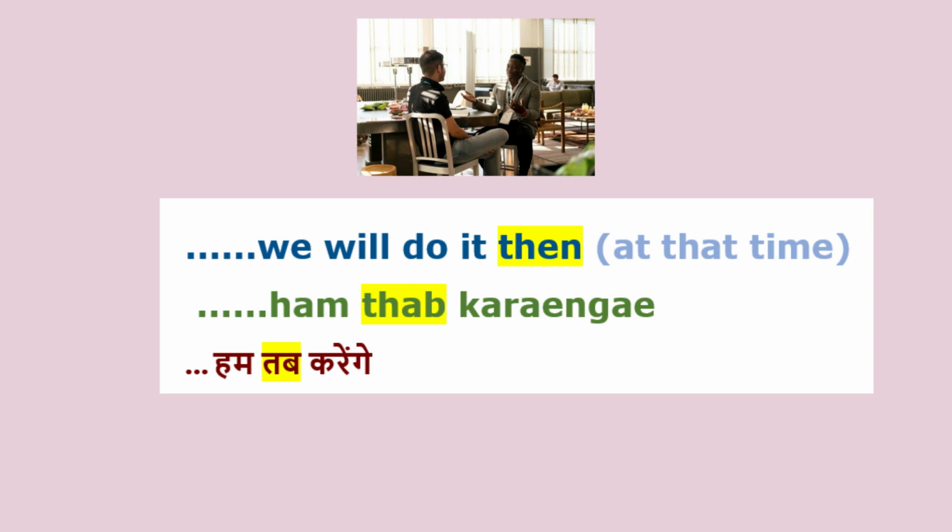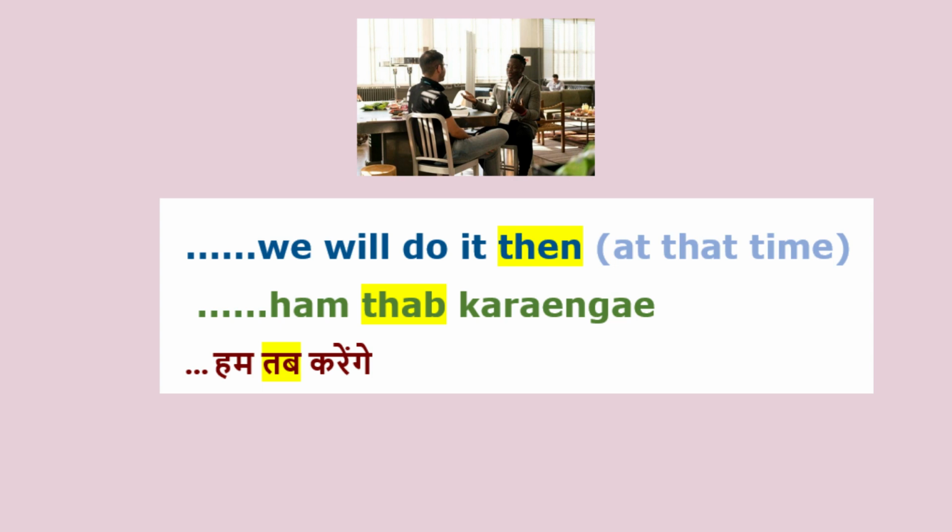Say for instance here, we will do it then, hum tab karenge, which means something has been told of a moment, like jab, meaning while this happens, that will happen, that will happen, and at one point you'll say, okay, at this point we'll do it. So hum tab karenge.